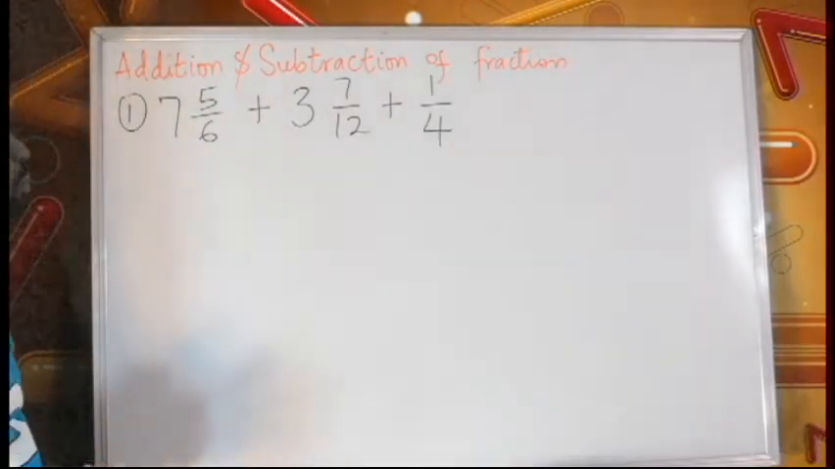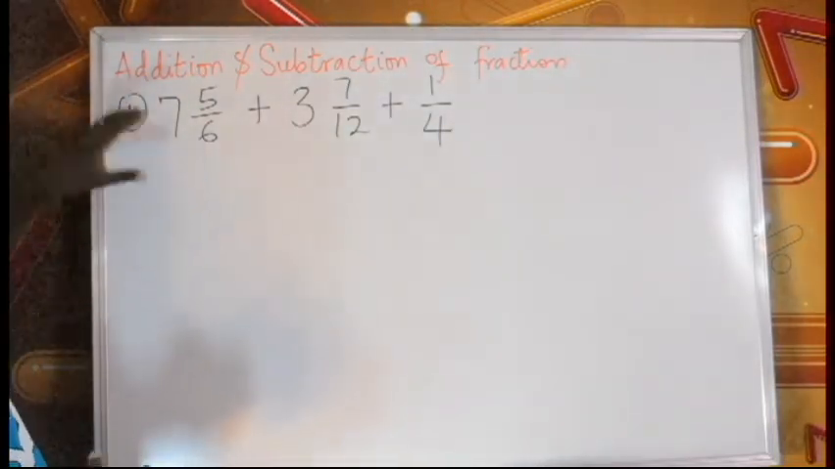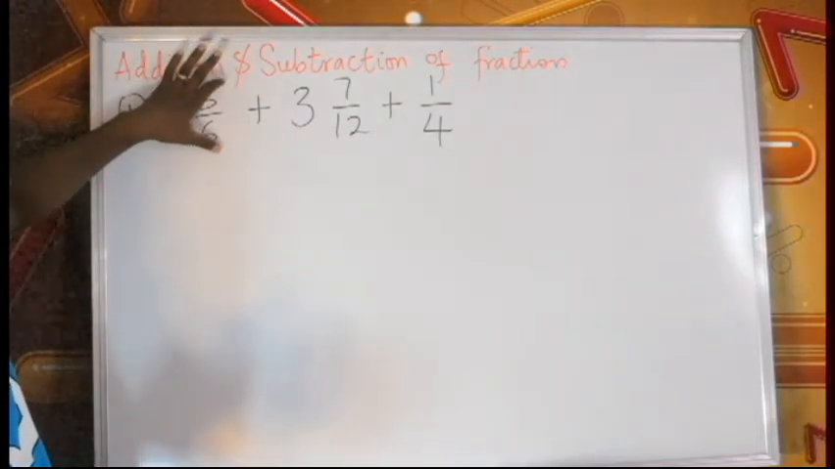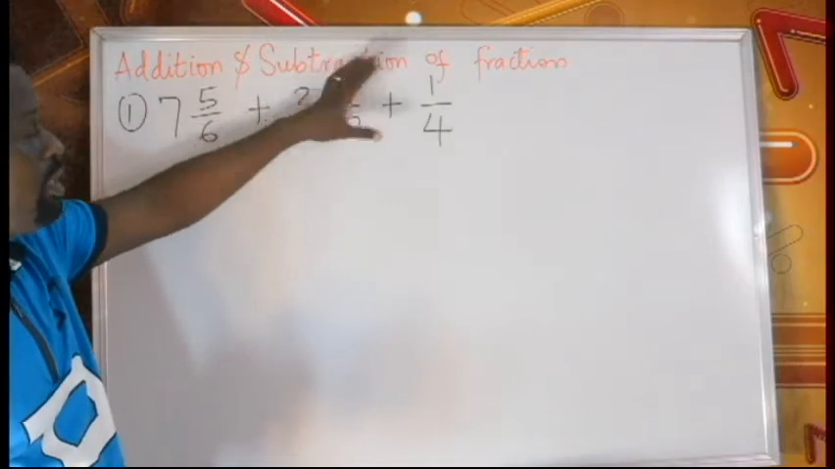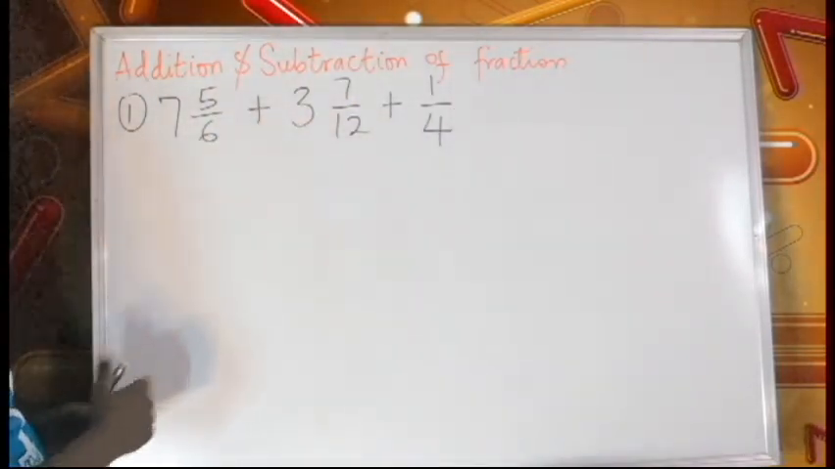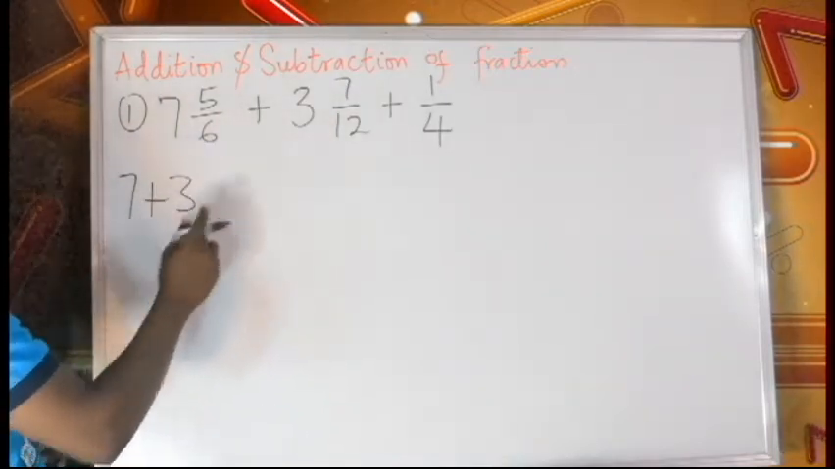It is very, very simple. We have two parts here. The first one is a whole number, the second one is a fraction. We have a whole number, we have a fraction, then we have a fraction. So the ones that have whole numbers, add them up. So we have 7 and 3. 7 plus 3, add them up.